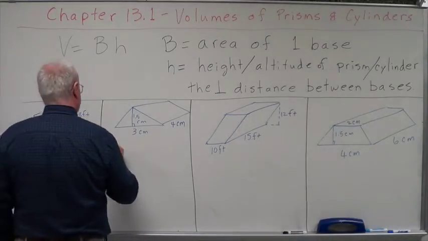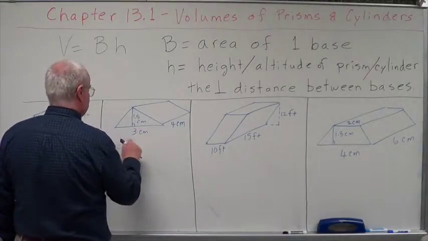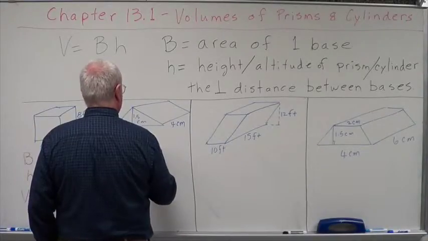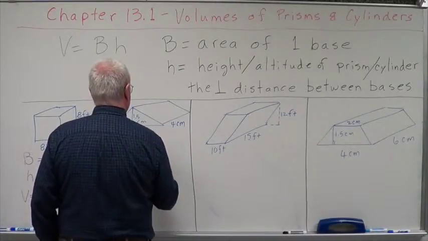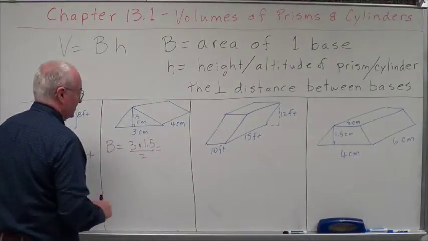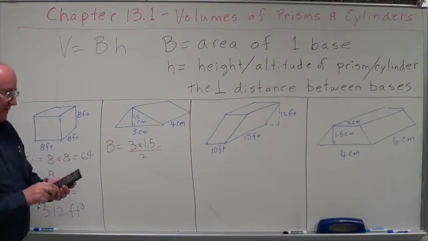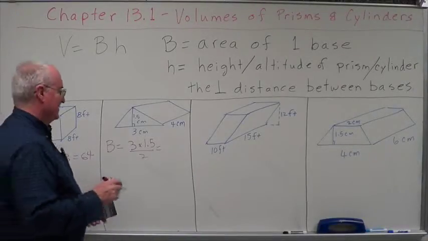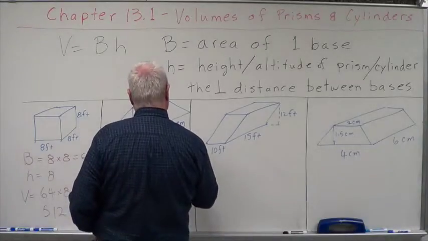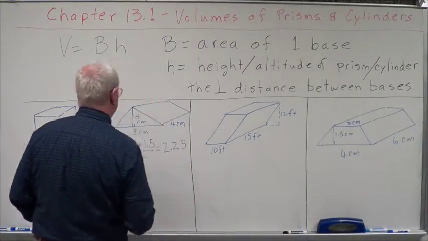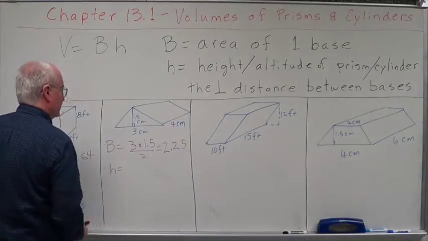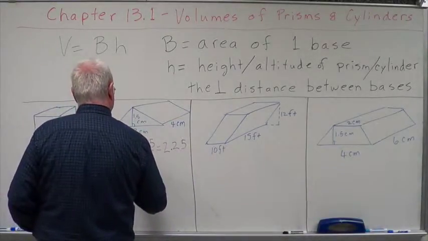We need the area of the base. Well, the area of the base is base, which is 3, times the height, which is 1.5, divided by 2, equals, I think that will be 3 times 1.5 divided by 2, equals 2.25 centimeters squared. Well, the height is the distance between the bases. The distance between the two bases is 4 centimeters.